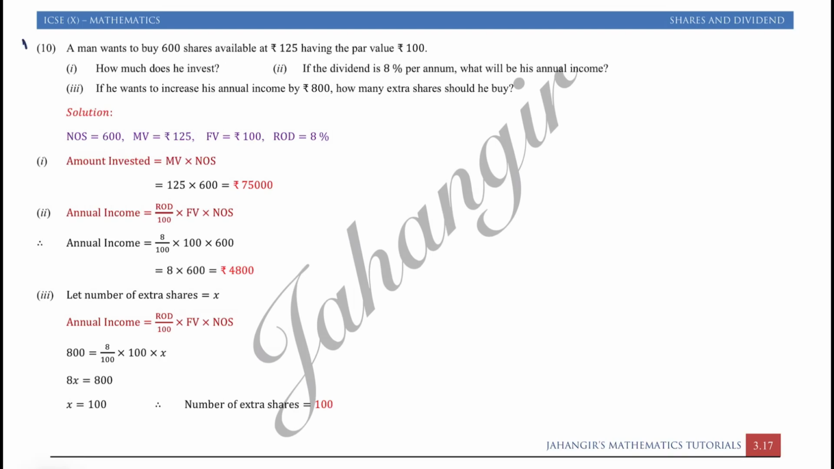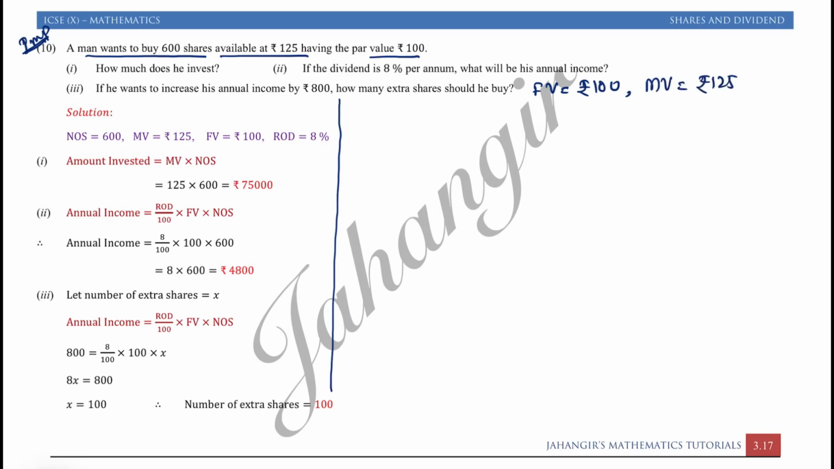Question number 10. This is an important question. This type of question may come in exam, and previously also this type of question had been asked in exam. A man wants to buy 600 shares available at rupees 125, having its par value rupees 100. Now we know par value is face value. Face value is equal to rupees 100. Market value is equal to rupees 125 and number of shares is 600.